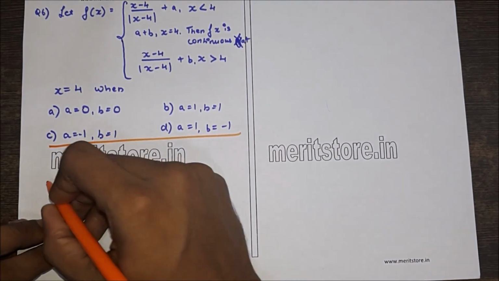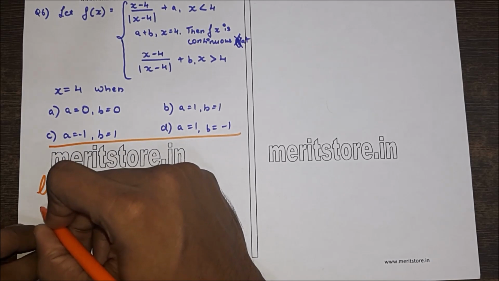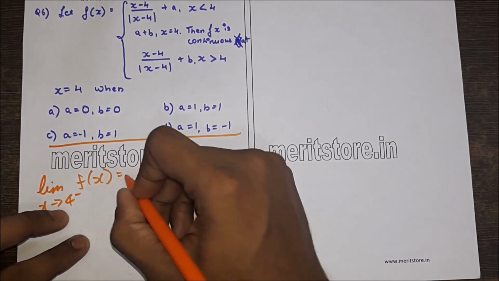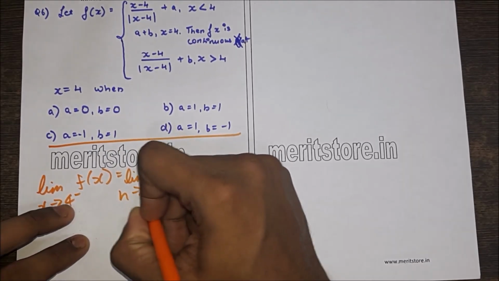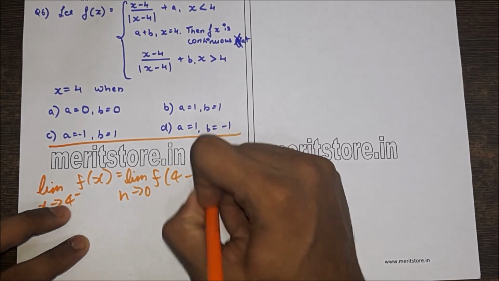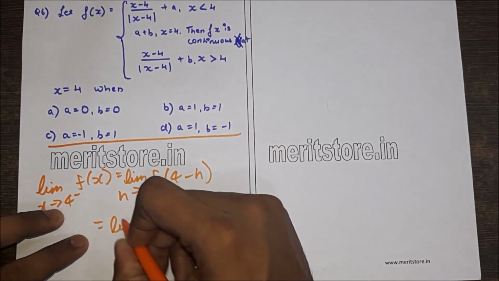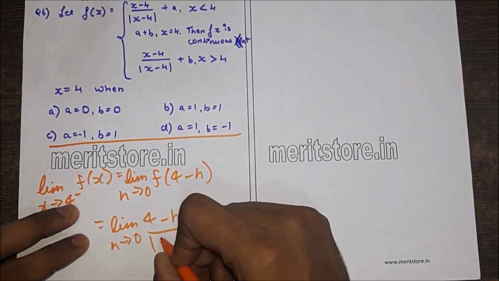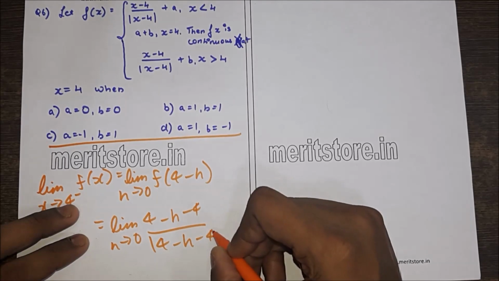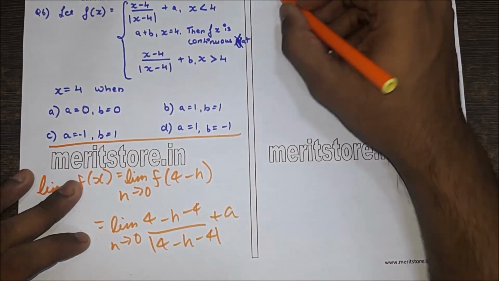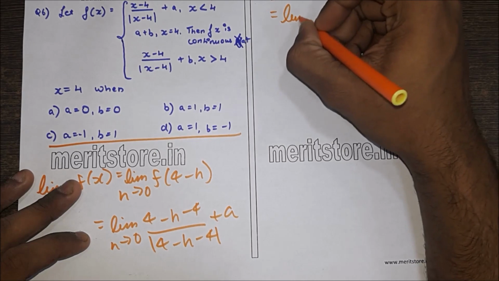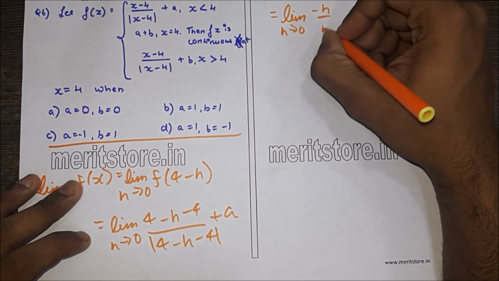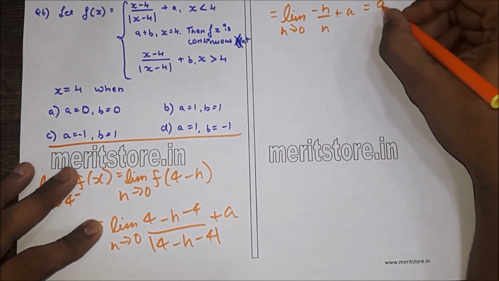So first we write limit of x tends to 4 minus f of x equals limit of h tends to 0 f of 4 minus h, that is limit of h tends to 0 of 4 minus h minus 4 upon mod of 4 minus h minus 4 plus a, which is equal to limit of h tends to 0 of minus h by h plus a, which is equal to a minus 1.